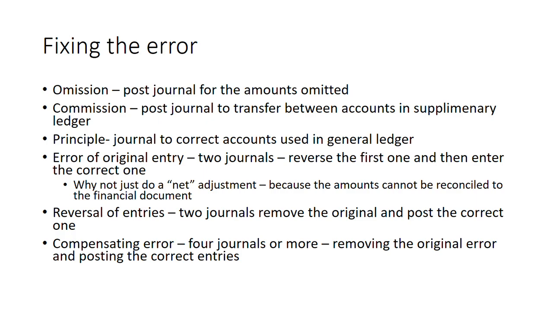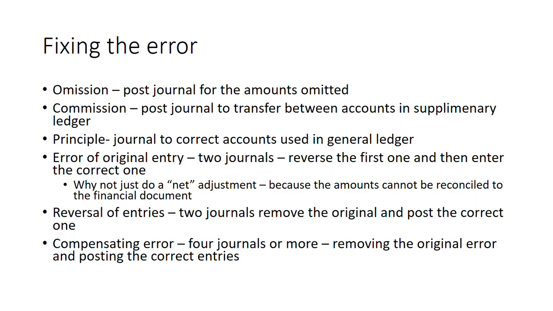In the reversal of entries one, again, we were the wrong way round. We had these posts, but we posted the debits on the wrong side and the credits on the wrong side. Here again, we need to post two journals to remove the original. One to remove the original entry, and the other one to post a new one.